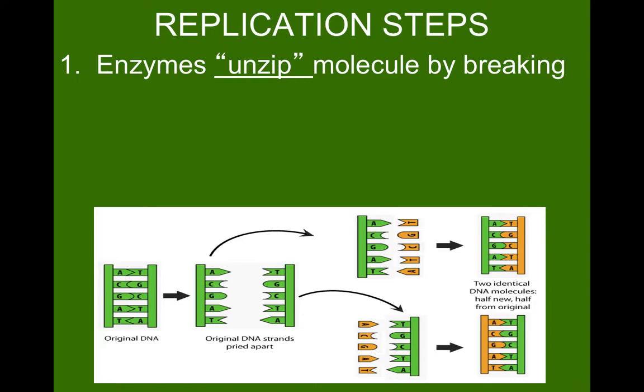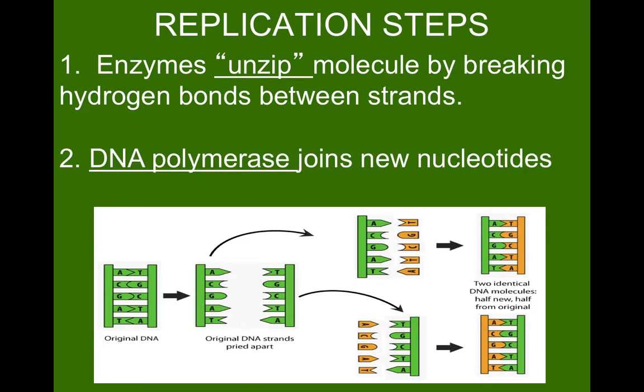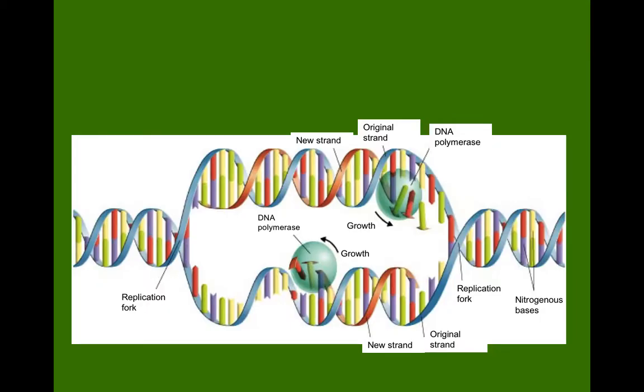So the first step in DNA replication is that we have enzymes that come in and unzip the molecule. What it does is break the hydrogen bonds between the strands, so we pull it apart right at the hydrogen bonds. Then we have a specific enzyme come in called DNA polymerase. It brings in the new nucleotides and joins them together, so it kind of glues them together or sews them together. Like I said, it uses that original strand as a template.